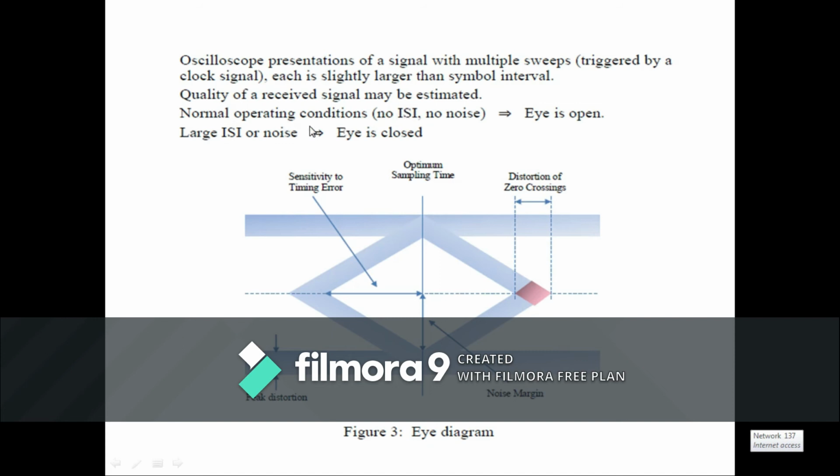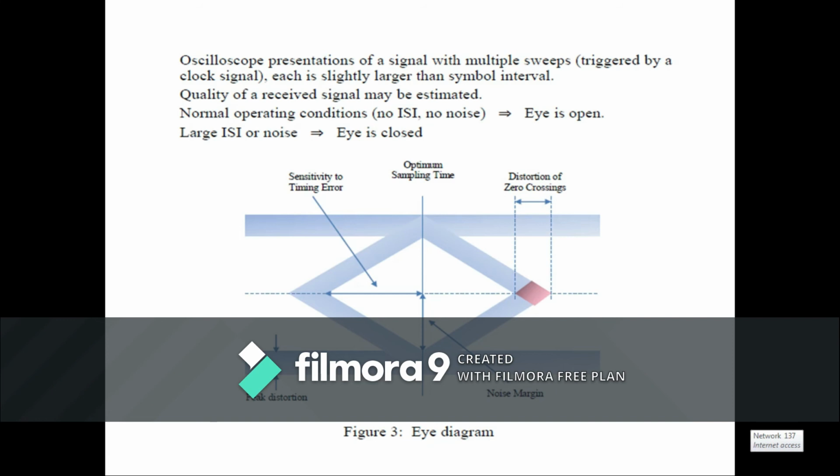In the normal operating condition, there is no inter-symbol interference. The eye is completely open. This is the completely open eye. Here we show the standard characteristics of the eye diagram. For normal operating condition, there is no inter-symbol interference and no noise, so the eye is completely open. With large inter-symbol interference or noise, the eye is closed.